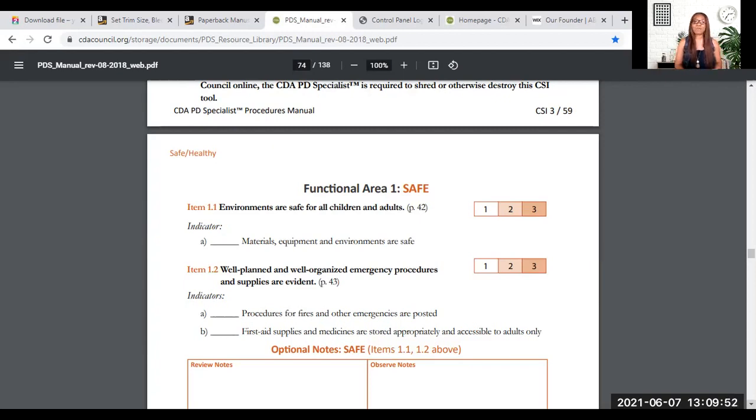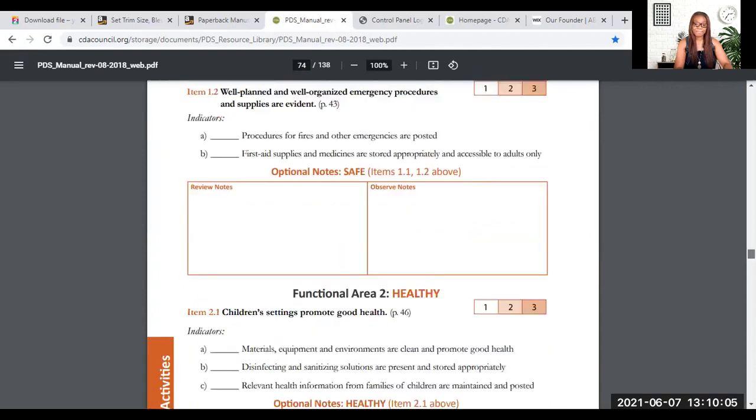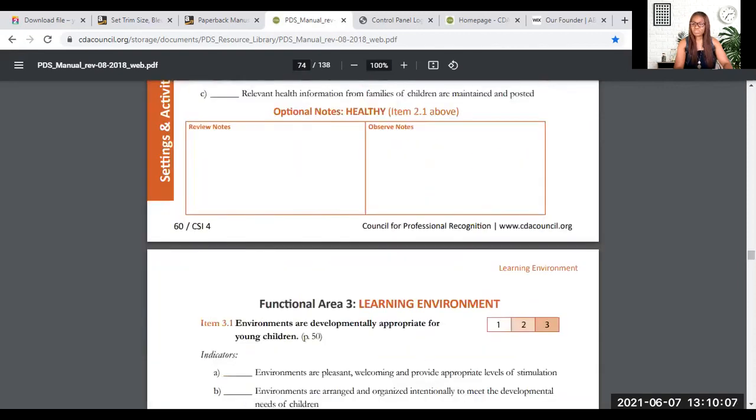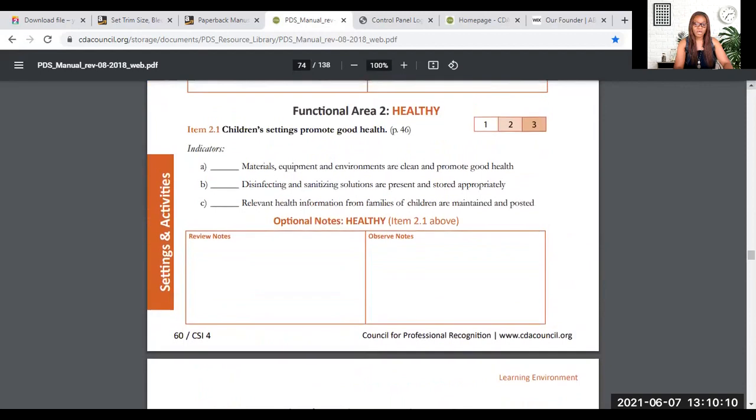Make sure that your bottles, your bleach solutions and things like that are labeled with the correspondent number to bleach and things like that. And make sure, like we talked about, they're stored at adult level or locked if they do have to be on that bottom cabinet. That's also what the 1, 2, and 3 is for.